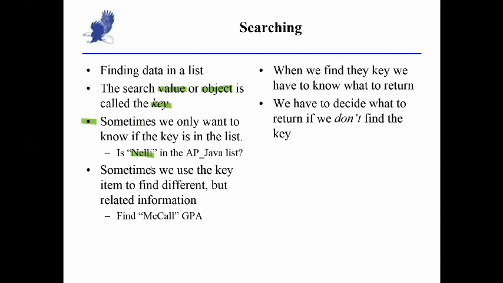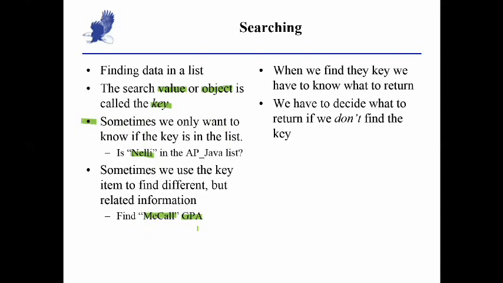The more tricky question is, what if we're looking for the key in the list, but what we want to do is return a value associated with that key? So, for example, let's pretend I have a list of students and their GPAs, and I'm looking up a GPA for a specific student. So I'm searching my list for McCall, but I don't want to know if he's in there or not. What I want to know is if he's in there, what's his GPA?